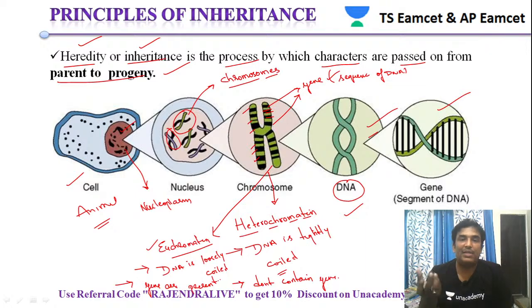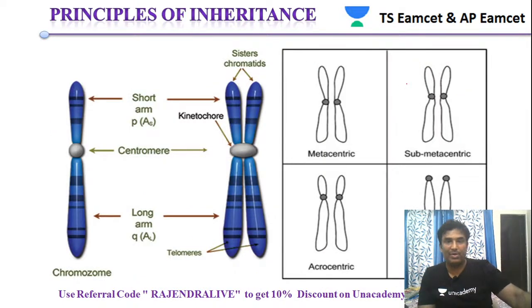Such a condition, where DNA is tightly coiled and does not contain genes, is called heterochromatin, whereas where the DNA is loosely coiled and genes are present, it is called euchromatin. Only the DNA which is part of euchromatin contains genes. If these genes are present, it is transcriptionally active and produces the protein necessary for the cell to develop.